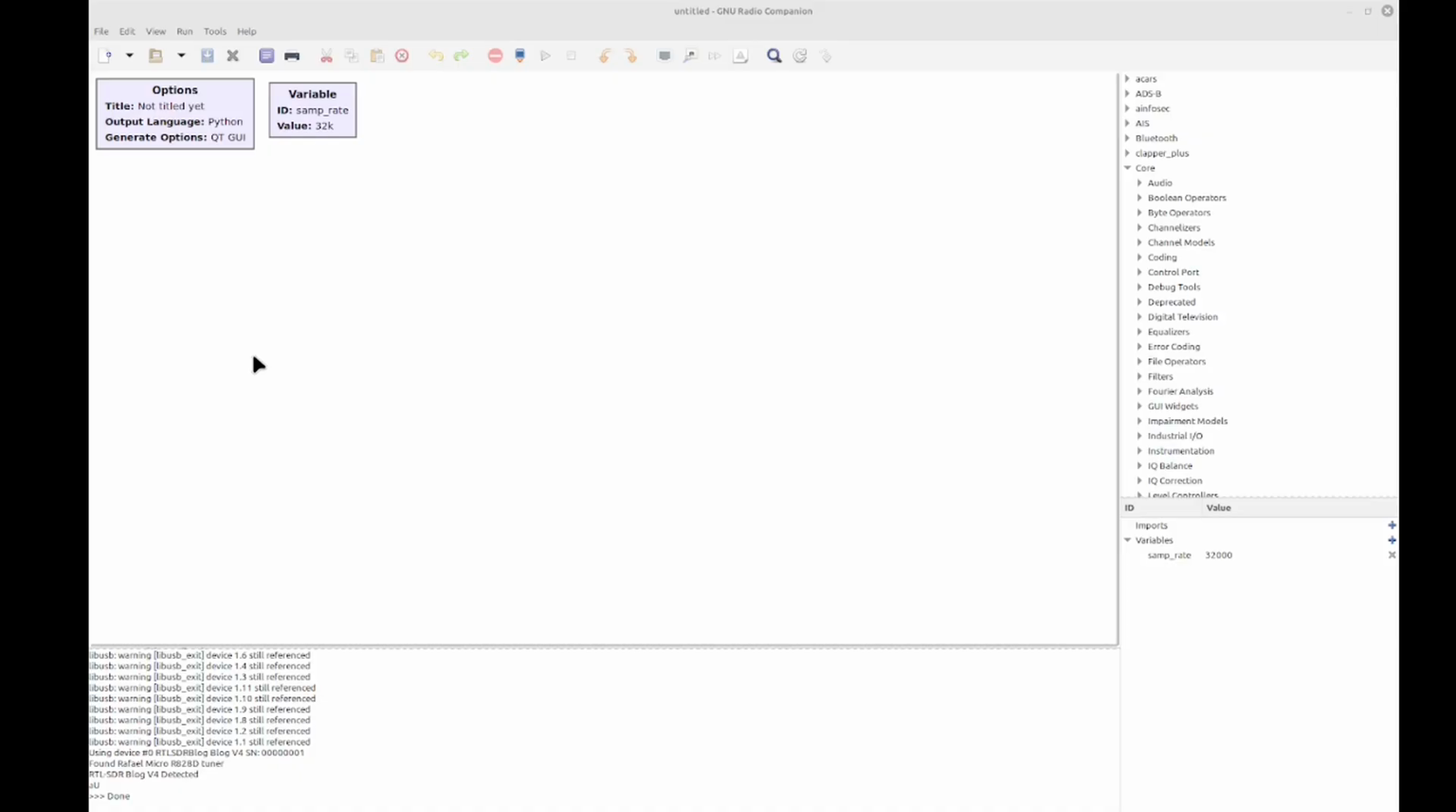I've opened up GNU Radio Companion and I've started a brand new flow graph. When you do that, you get these two blocks, the options block and the variable block. The options block is going to tell you the name of the flow graph that you're going to create, as well as the name for the Python script that's going to be created when you run it. This one block here, the variable block, is always put in at the beginning. And you notice it says samp_rate.